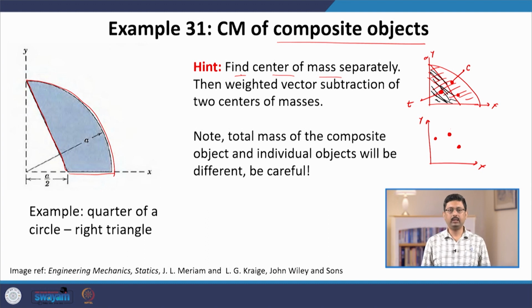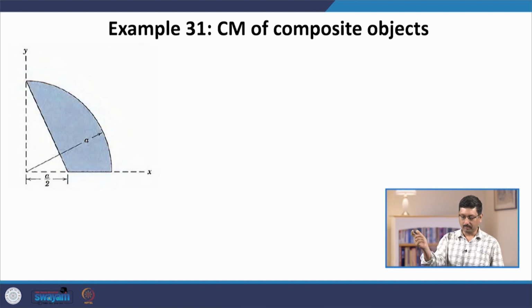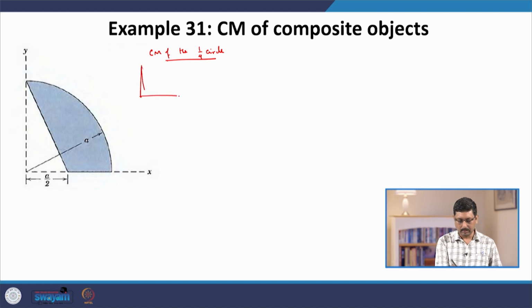Now, I am going to work out this problem in some detail to show you the algebra. There are several interesting aspects about this algebra. So, let us start doing this calculation. First, I am going to look at the center of mass of the quarter of a circle. So, we have this quarter of a circle, and according to the picture it has a radius a.